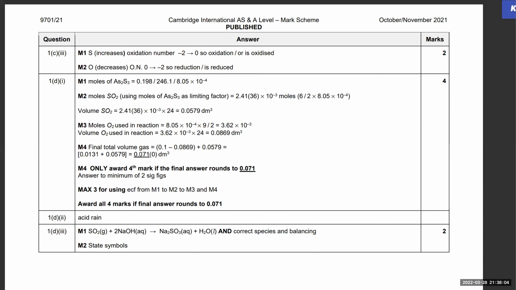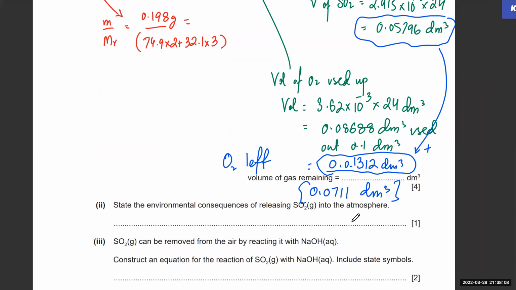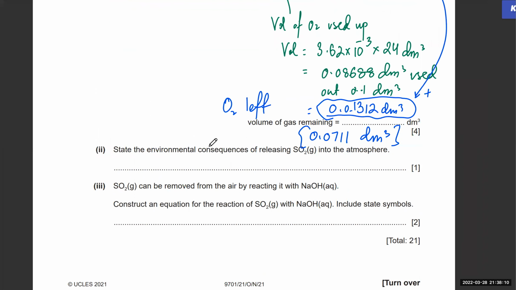So this is fine. We're not losing any marks anywhere. But remember, accuracy and significant figures. State the environmental effect, that's acid rain. And what does it do? It makes the soil acidic. SO2 can be removed by reacting with a base. Construct an equation.